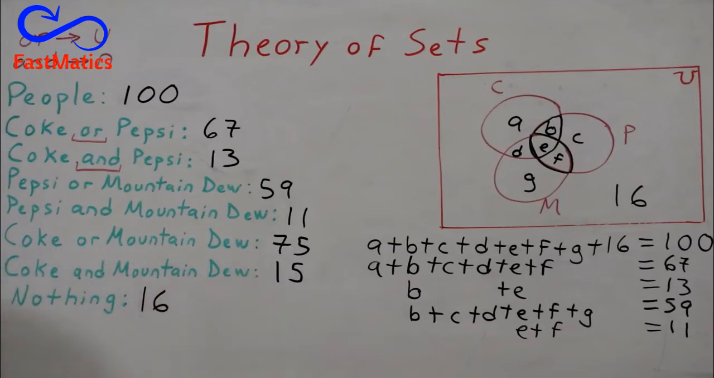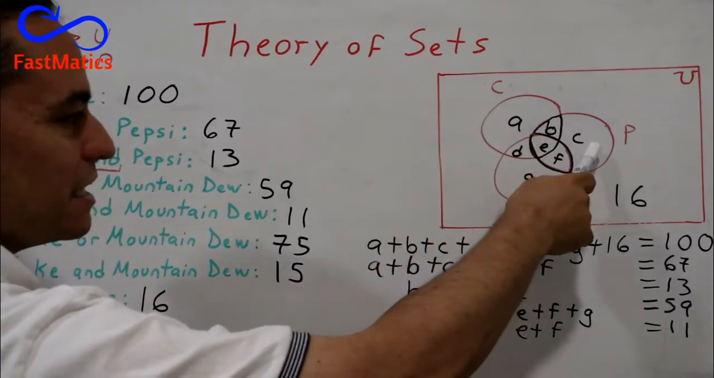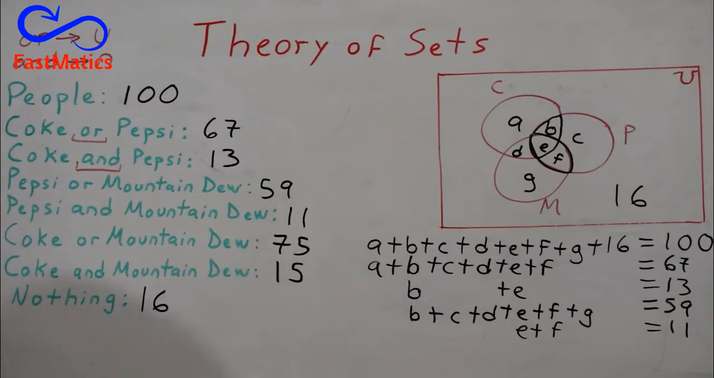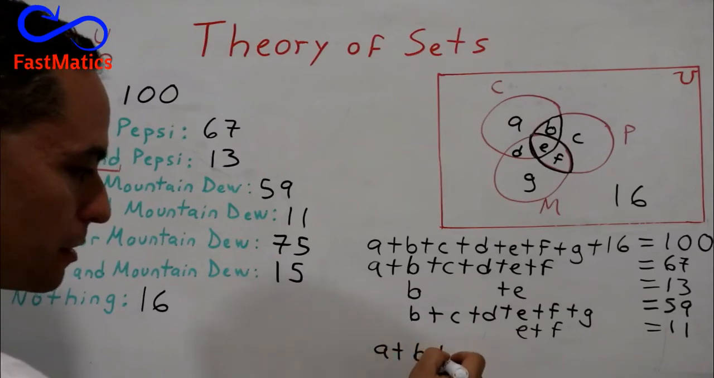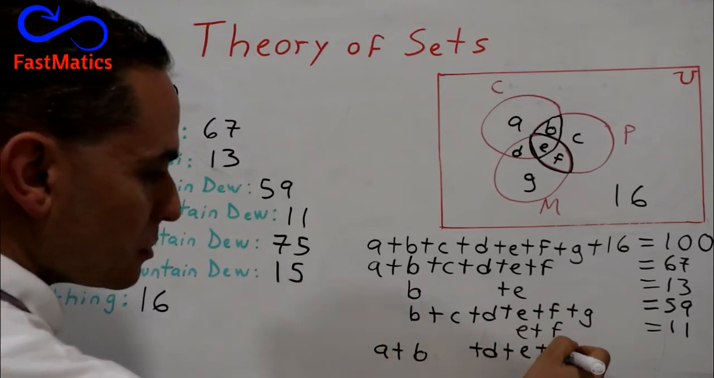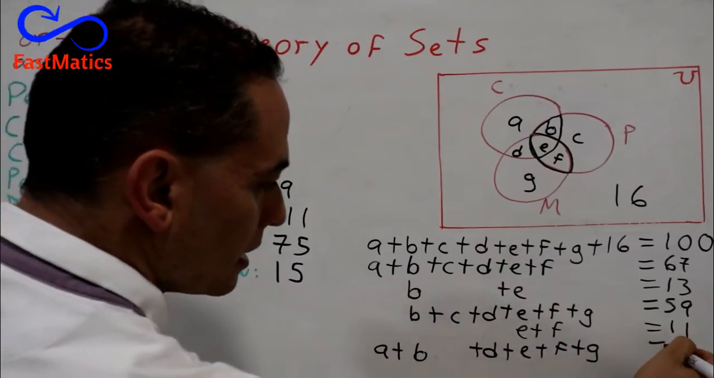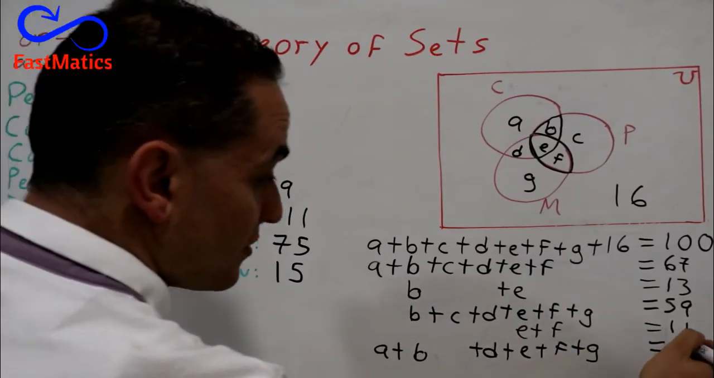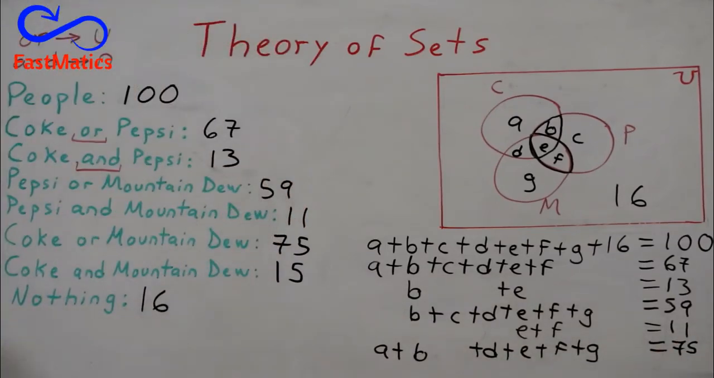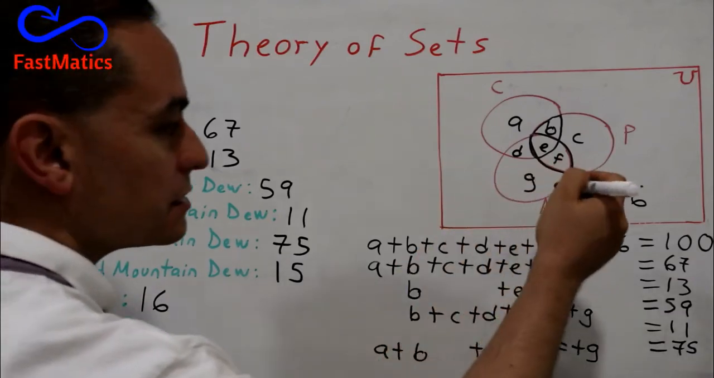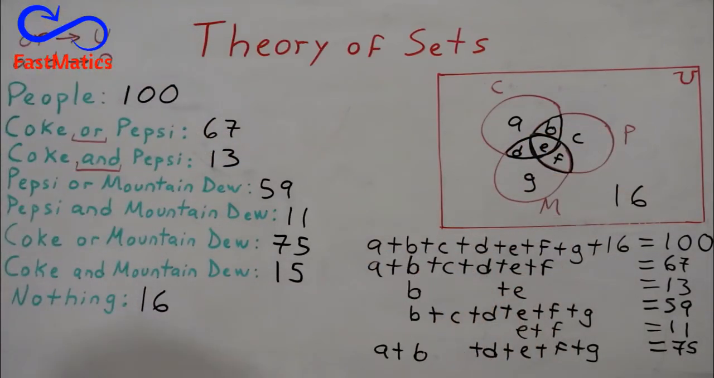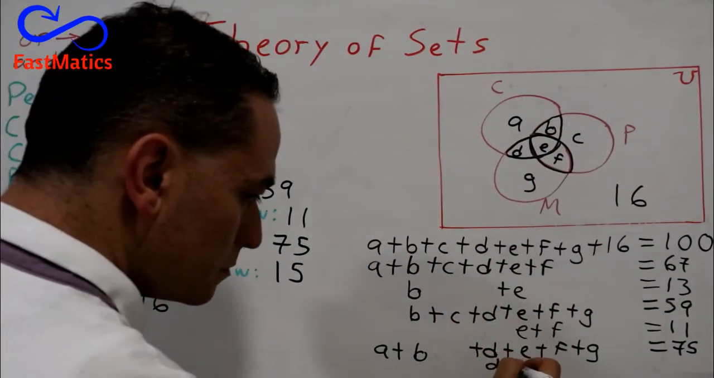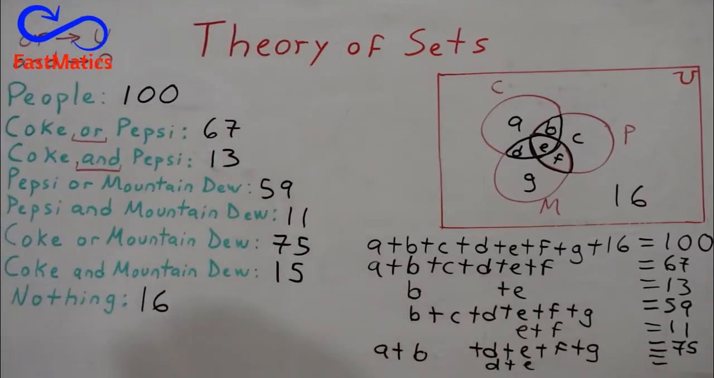Then Coke or Mountain Dew means that everything without C must add 75. Then I'm going to write A plus B plus D plus E plus F plus G is equal to 75. And finally, Coke and Mountain Dew means the intersection between these two sets, D plus E, is equal to 15.